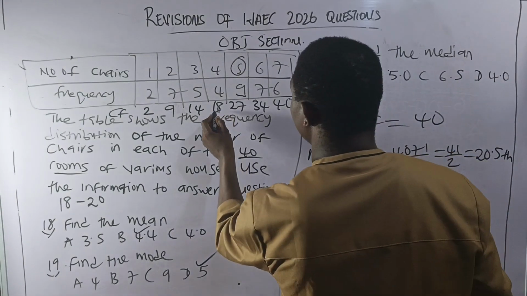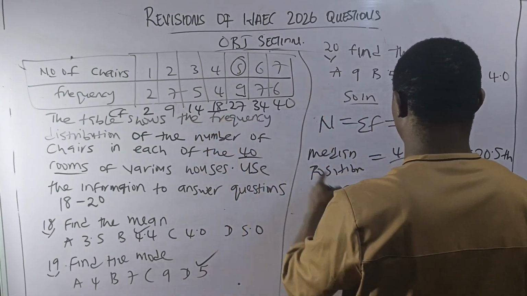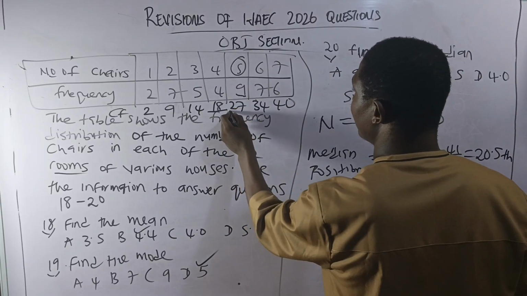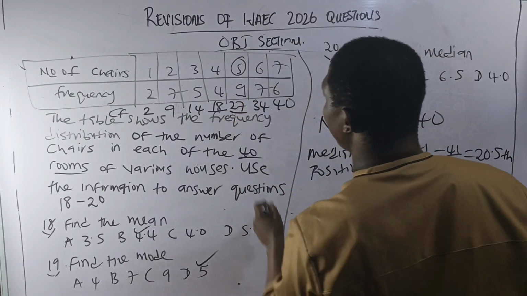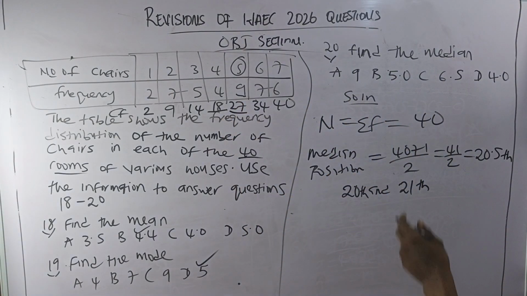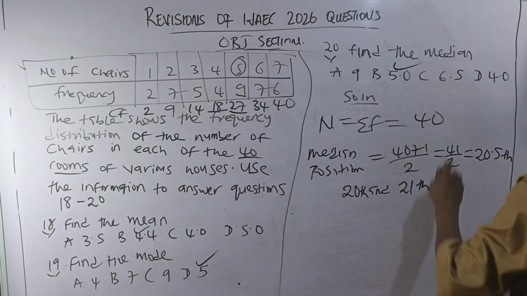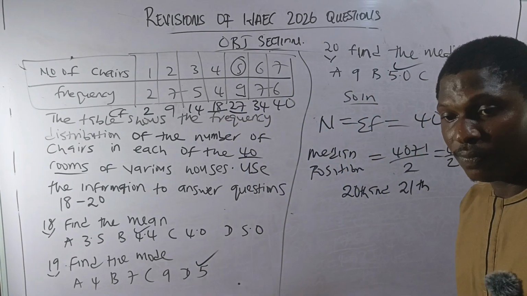Now you see, it's greater than this. 20th position is greater than this, but it's in between this. So again, our median is what? 5, which is 5 point what? Here it is. This, which is what? 5.0. Thank you.